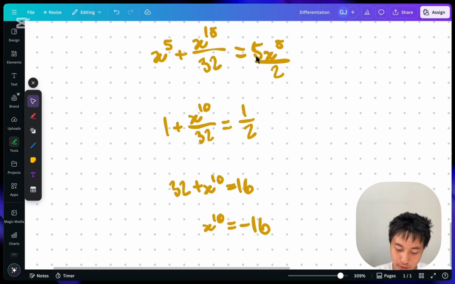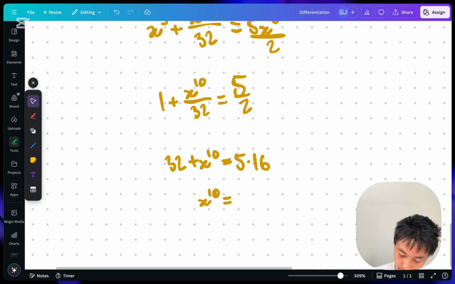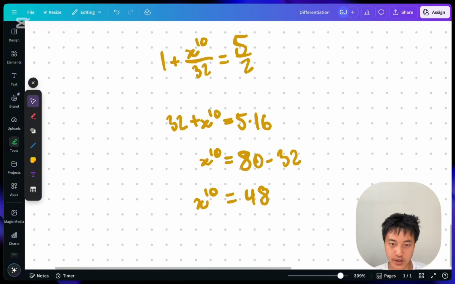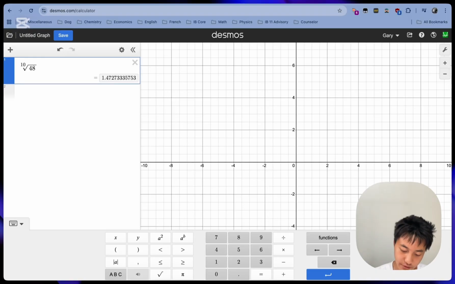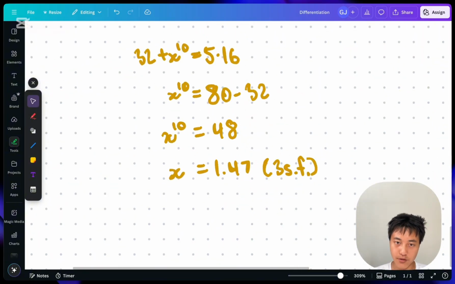I forgot this 5, so this should actually be a 5. Okay, which means we still multiply everything by 32, which means this is 5 times 16, which means x to the 10th is 80 minus 32, which is 48. And now let's use the calculator. And that gives us 1.47 to three significant figures. That is our final answer.